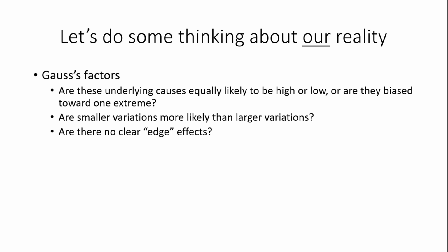Or we can look at it the other way. Are the underlying causes of intelligence just as likely to be high as low, or are they biased toward one extreme? Are smaller moves more likely than bigger moves? And are there no clear edge effects beyond which you can't get smarter or dumber than that? Again, that all looks plausible. So again, intelligence is reasonable to model using a bell curve.